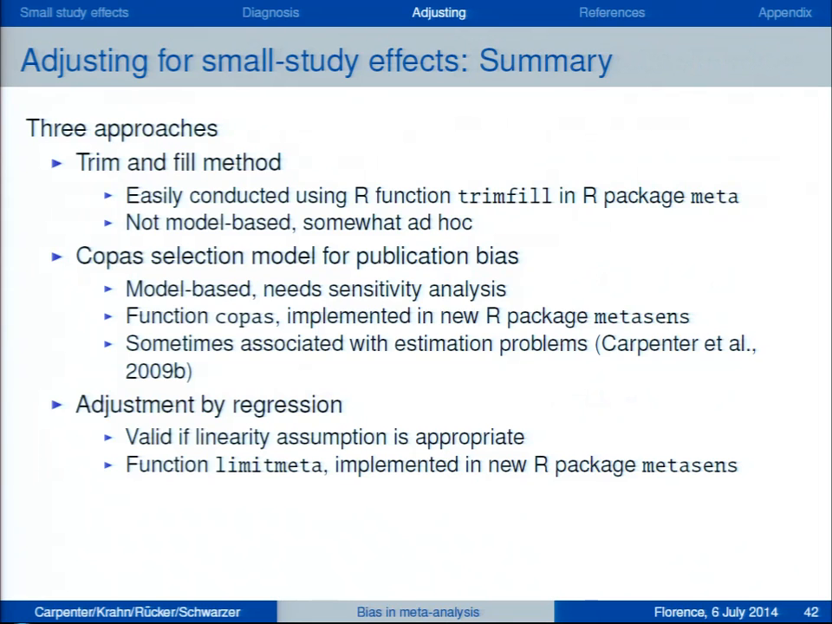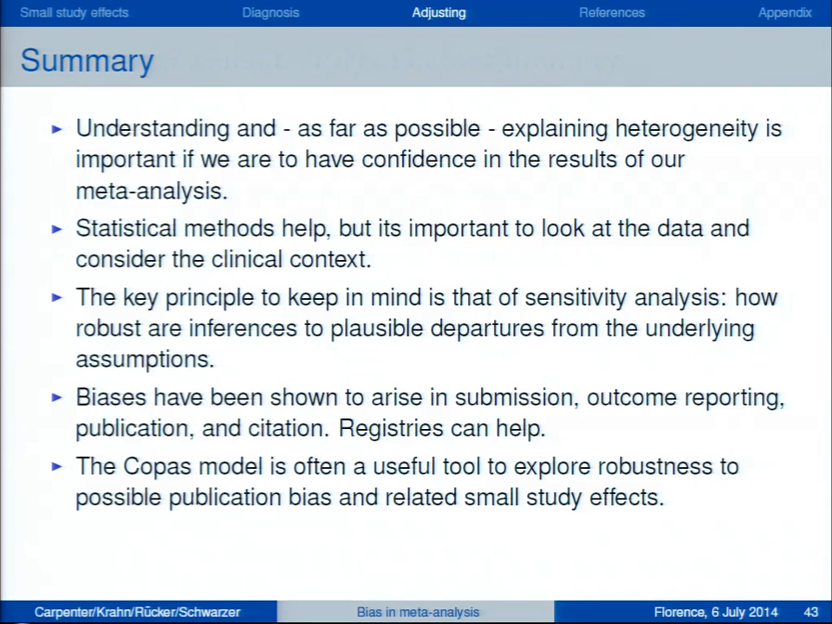This is a summary plot for these methods. I think there's nothing new except that there is also for the regression adjustment method a function called limitmeta implemented in the new R package metasens I have mentioned before. So this is a package for doing sensitivity analysis in case of biased meta-analyses. And this is a summary for the whole session.